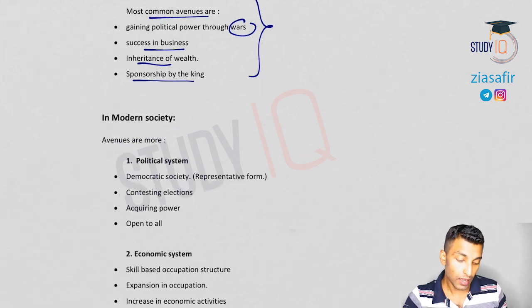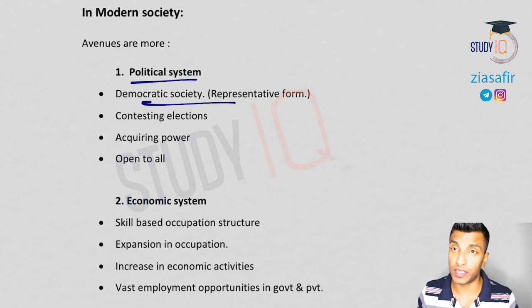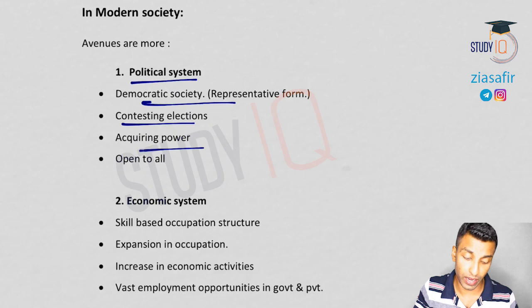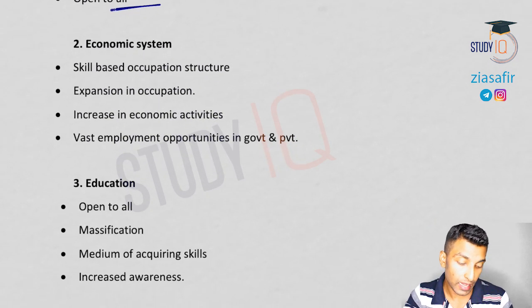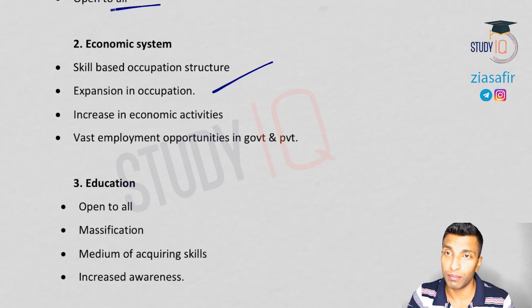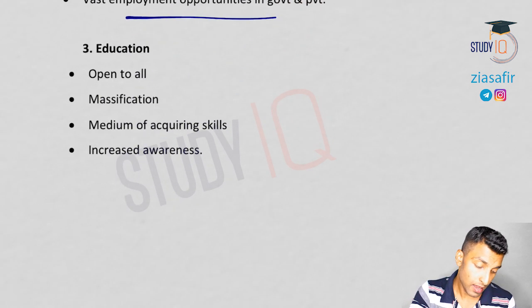So in modern society, we have many avenues. Political system: democratic society, representative form, contesting elections, acquiring power. It is open to all, anybody can be powerful. Economic system: it is skill-based occupations. These are easy, that's why I'm moving fast. Expansion in occupation, increase in economic activities, vast employment opportunities.